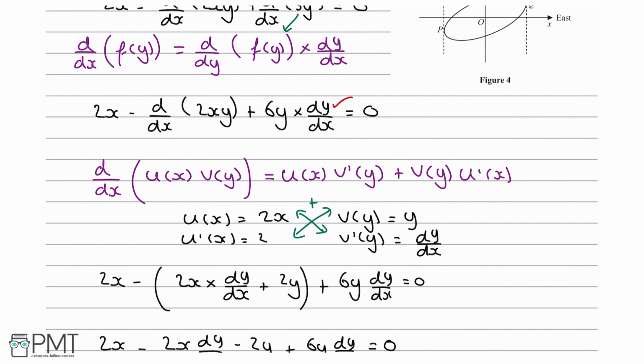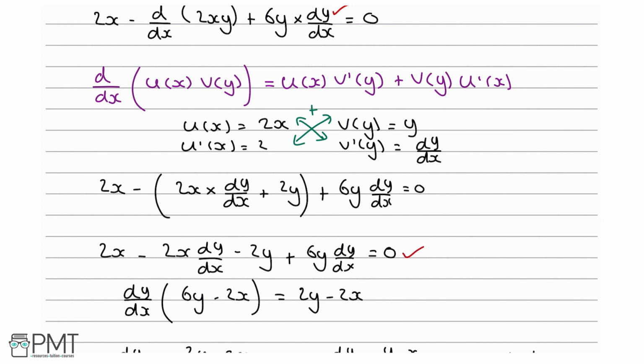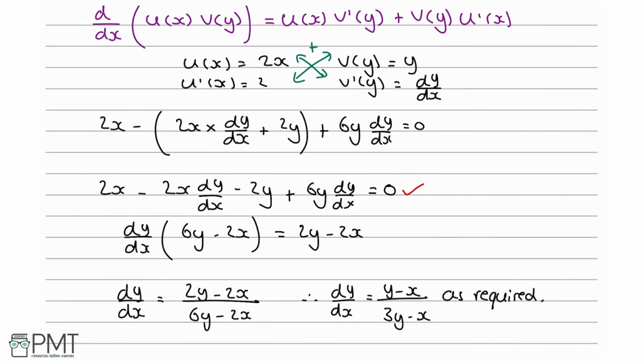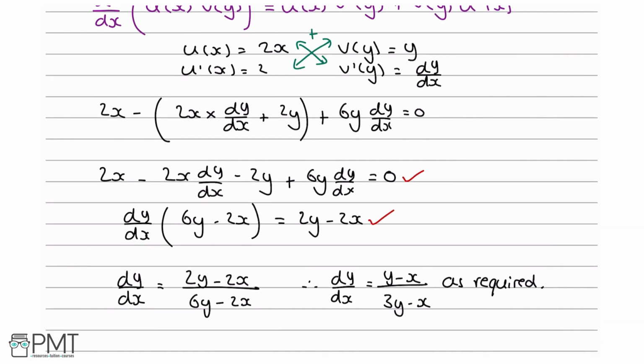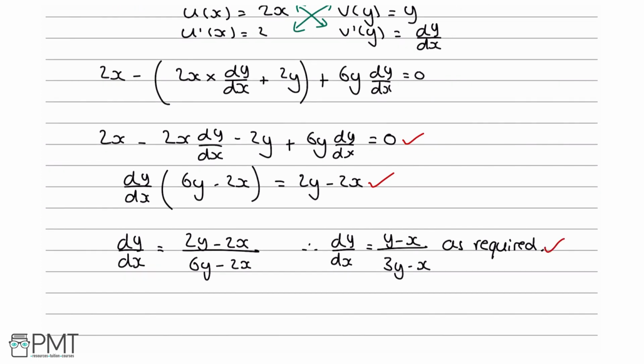Okay. Your second mark comes from differentiating all the terms correctly and getting them in this line here. So representing them this way gets you your second mark. Your third mark comes from rearranging and taking dy by dx out as a factor, so as we have on this line. So this is worth your third mark. And then your final mark comes from doing the necessary algebraic simplifications to get dy by dx equals y minus x over 3y minus x as required.